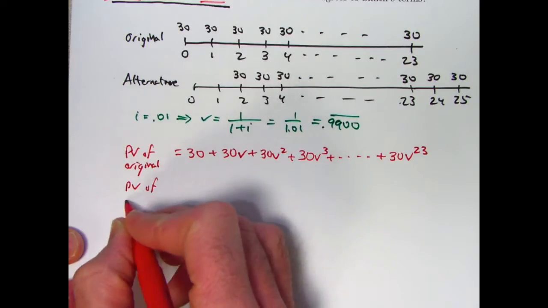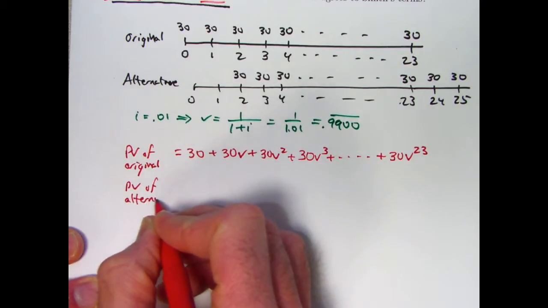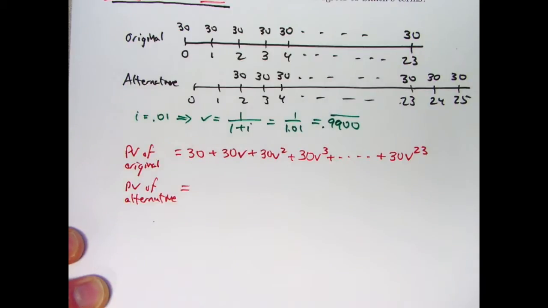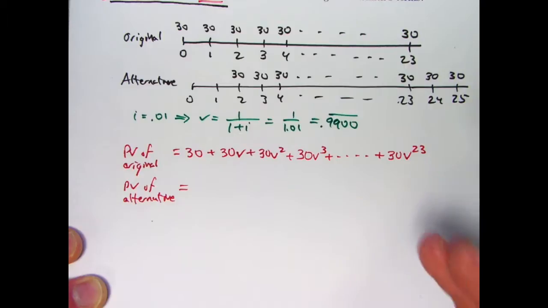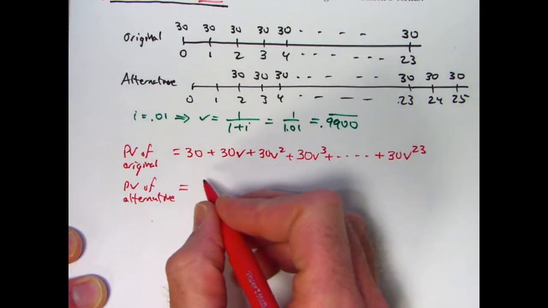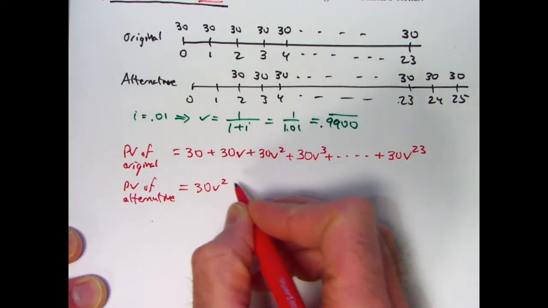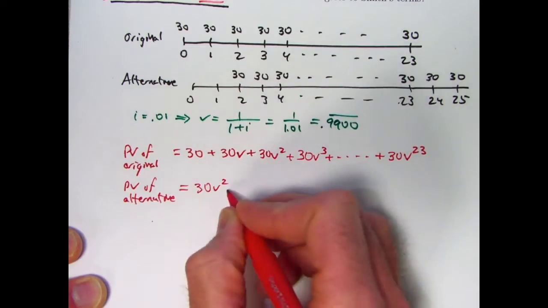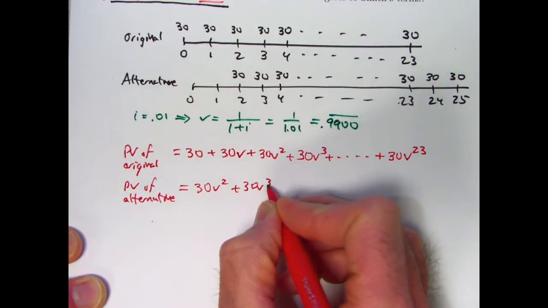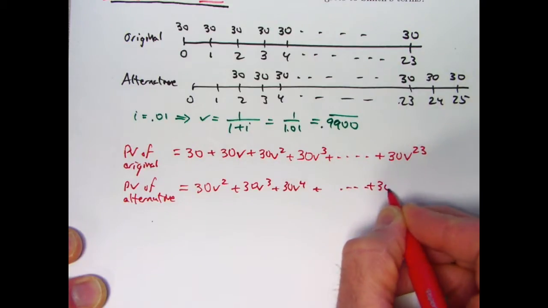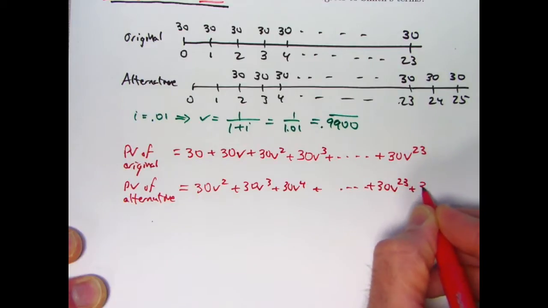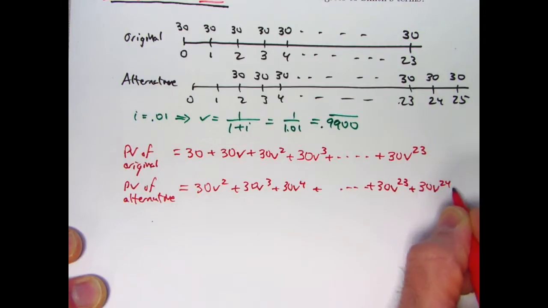What's the present value of the alternative? It's going to be a smaller present value. Smith can save some money by not paying right away. Again, he could take some money that he's not paying right now and invest it if he wants. It's going to start 30v squared. That first payment is at time 2. Its last payment is at time 25.